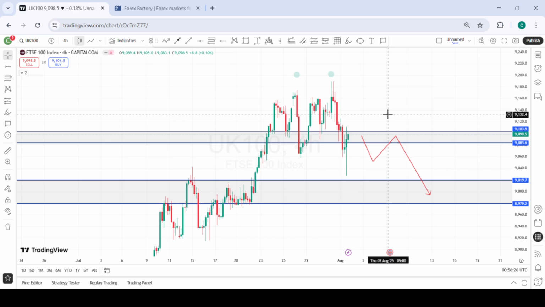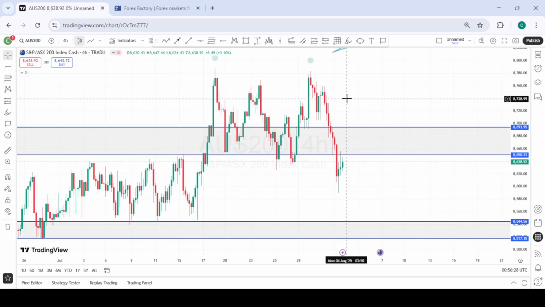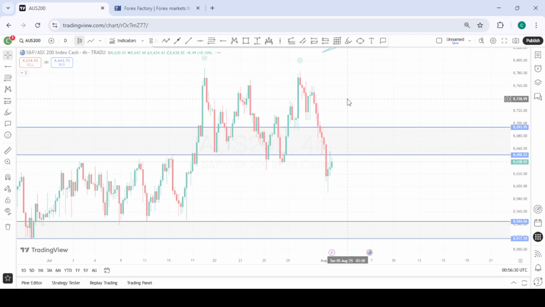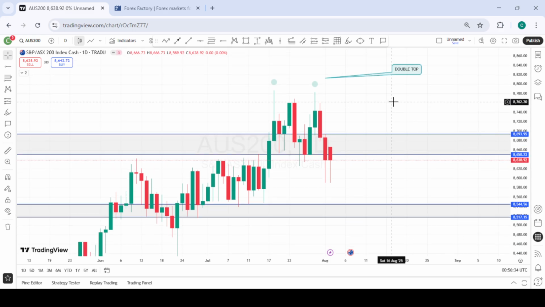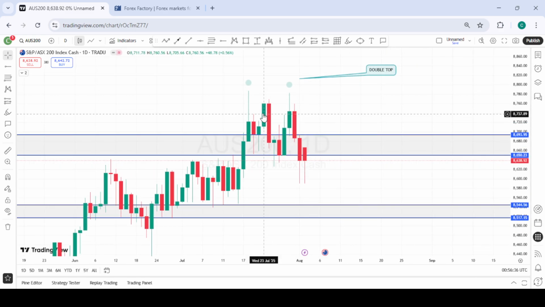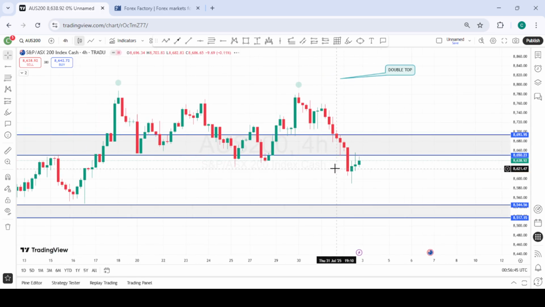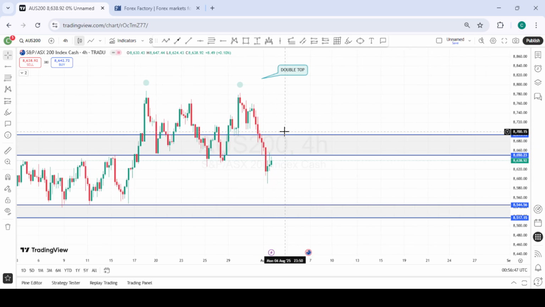Onto the last pair, we have the Australian 200. The Australian 200 is also forming a double top. And for that one, price has actually already broken and closed below the neckline. So going into next week, we'll be looking forward to a retest into this zone before selling opportunities here and selling to the downside.